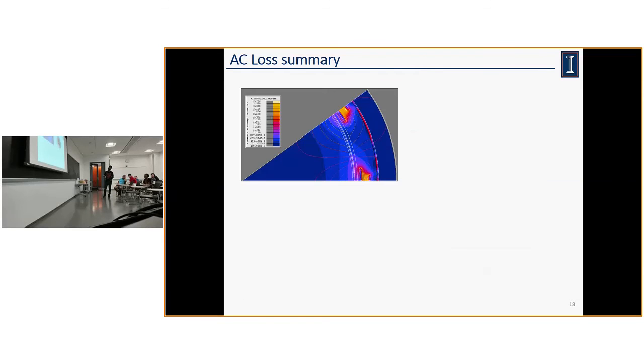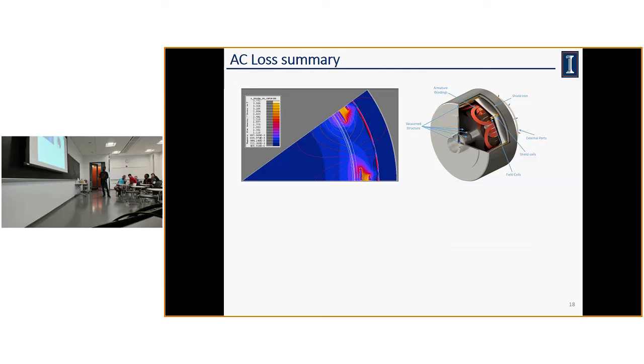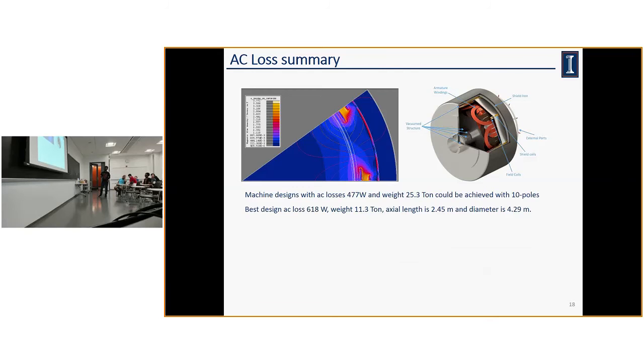So here I have a picture of how this machine is going to look, and this is the EM design that shows that. Here I have the calculation to show what the efficiency would be and what the total weight of the machine would be. The design I considered has a loss of 618 watt and a weight of 11.3 ton, and the axial length is 2.45 meter and the diameter is 4.29 meter.